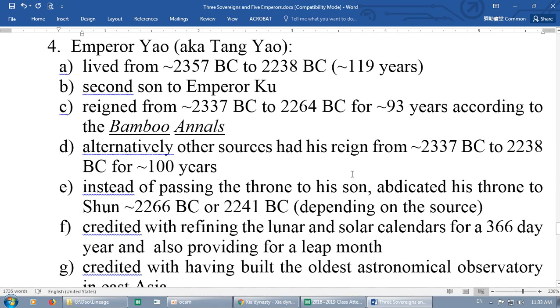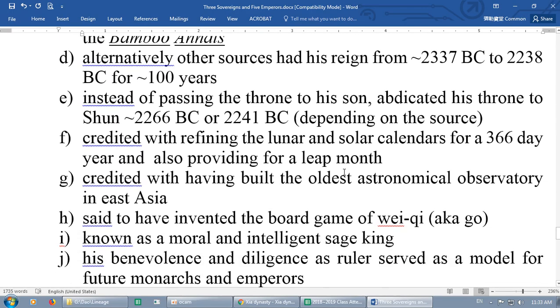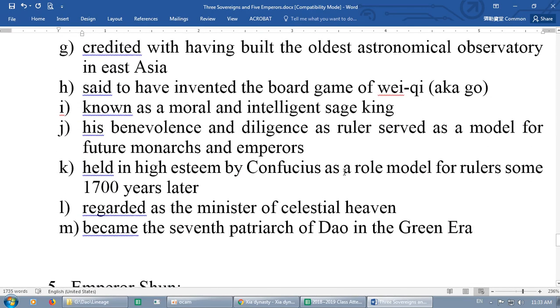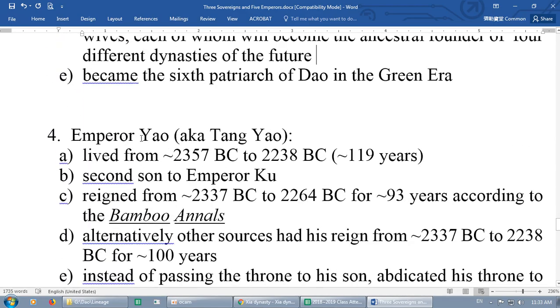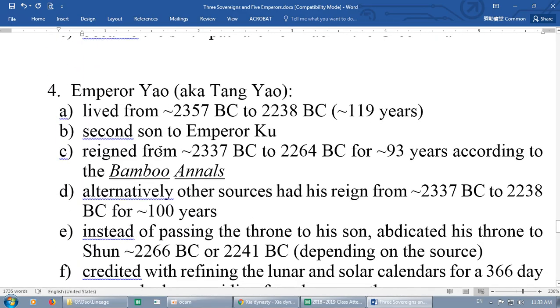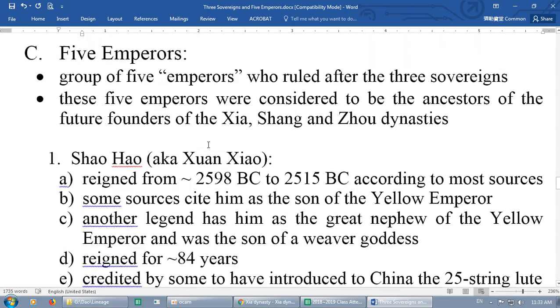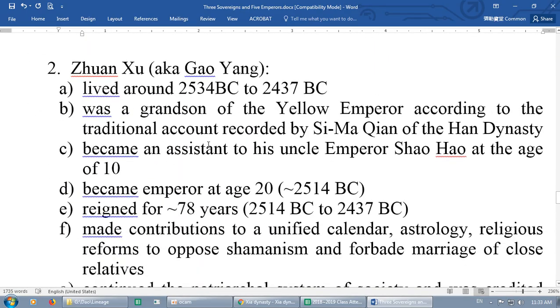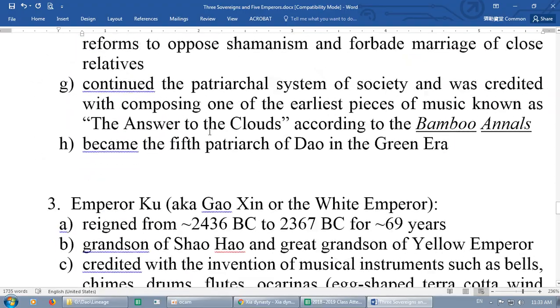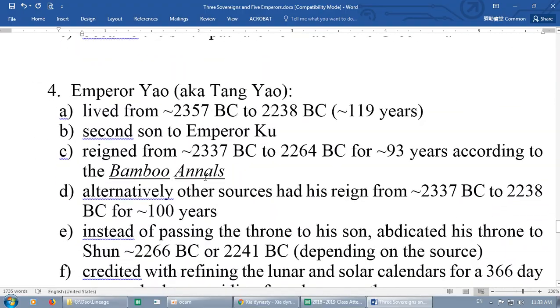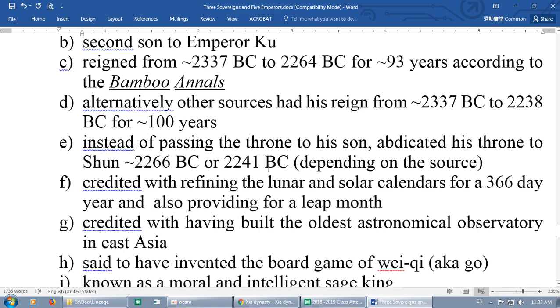Let's go to the next one. It's the next emperor. He was the 2nd son of Emperor Ku, the third, sorry, the third. So he's related, but he's also very interesting.